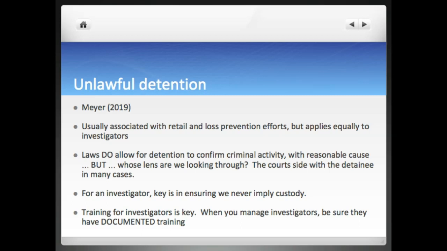You can't say, okay, sit here now, I'm going to call an investigator. He's going to be here in half an hour. You just wait. Never going to work. The key is ensuring you never imply custody as an investigator. Even though we want that person not facing the door, we want them to feel like they need to be there with us, that they really shouldn't go anywhere. You cannot imply that they are there and they can't go anywhere else.